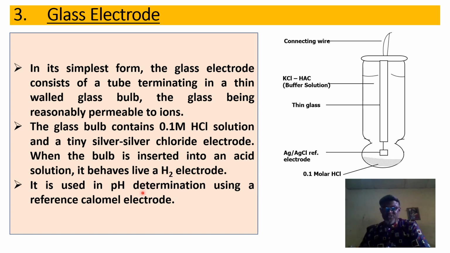It is used in pH determination using a reference calomel electrode. So this is another type of electrode, the glass electrode, which can be used in reference to the calomel electrode to replace the standard hydrogen electrode.